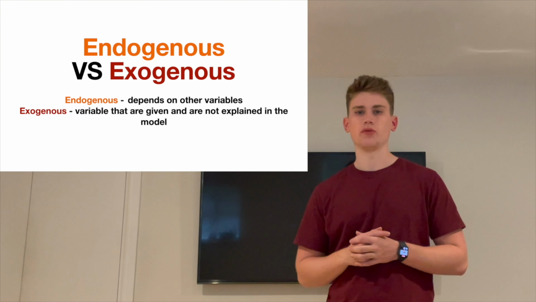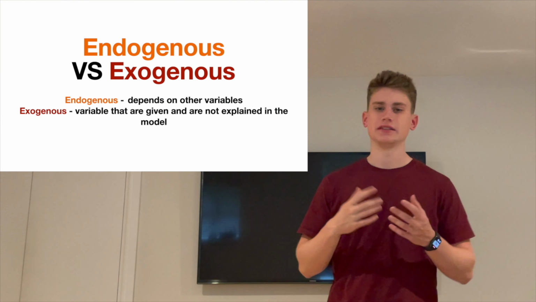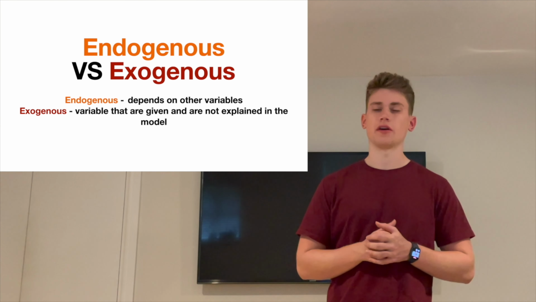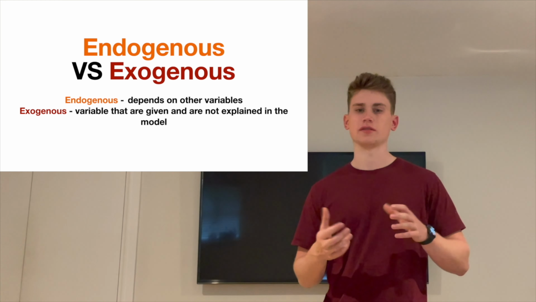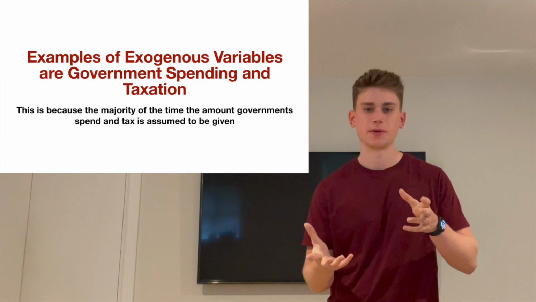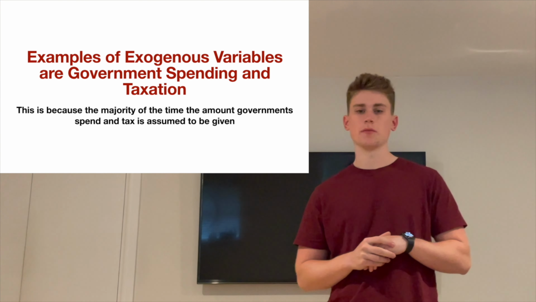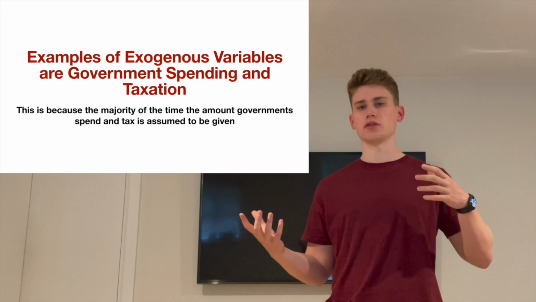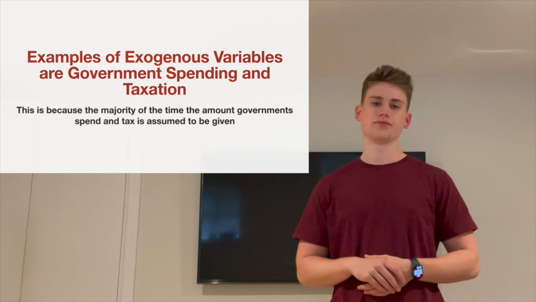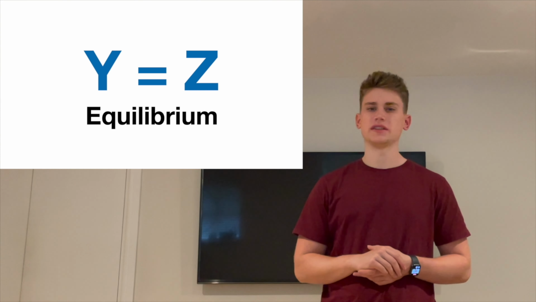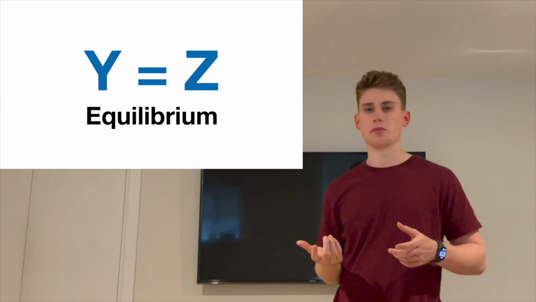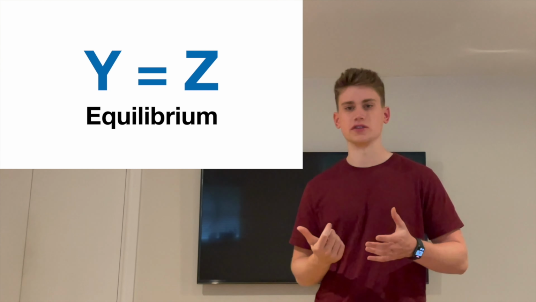Looking at these two variables, we have endogenous and exogenous. The difference is that endogenous variables depend on other variables in the model, whereas exogenous variables are given to us and are not explained in the model. Examples of exogenous variables are government spending and taxation, because most of the time we assume that the government's in control of that, whereas we won't decide that in the model, we just take that as given. This small equation just says that in equilibrium, our income is equal to the output in the economy. Simple as, but a lot of the time, that's not genuinely the case.